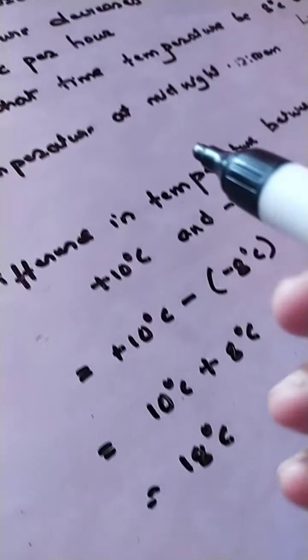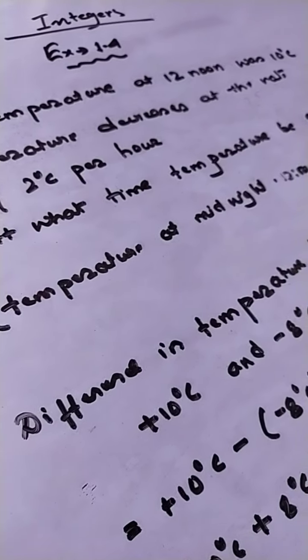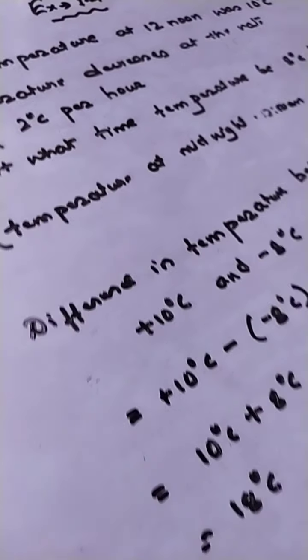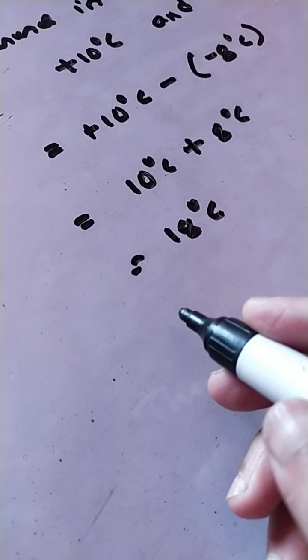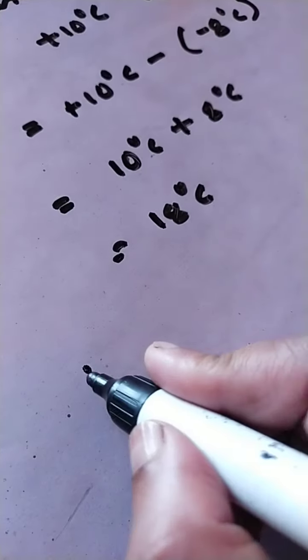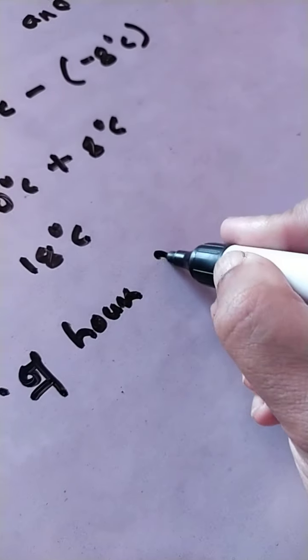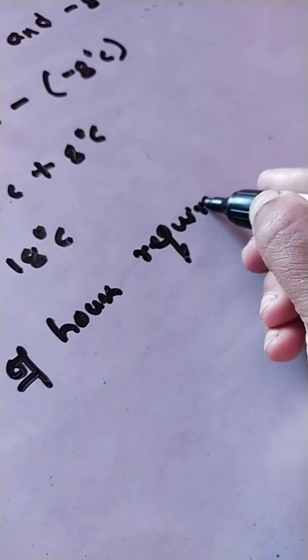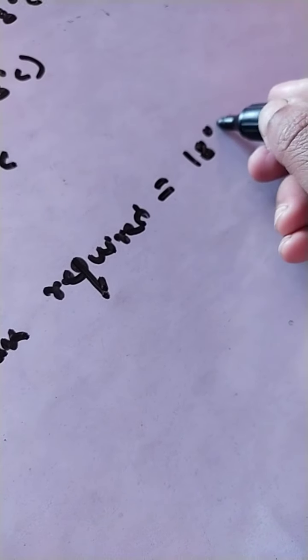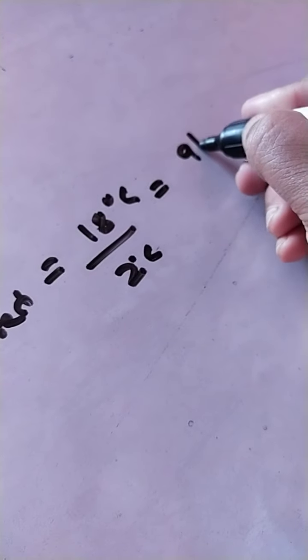Now how to do this? If the rate of decrease of temperature is 2 degrees Celsius per hour, then the number of hours required to fall 18 degrees Celsius would be 18 divided by 2. Number of hours required would be 18 degrees Celsius by 2 degrees Celsius. That will give you 9 hours. So it will take 9 hours to reach minus 8 degrees Celsius.